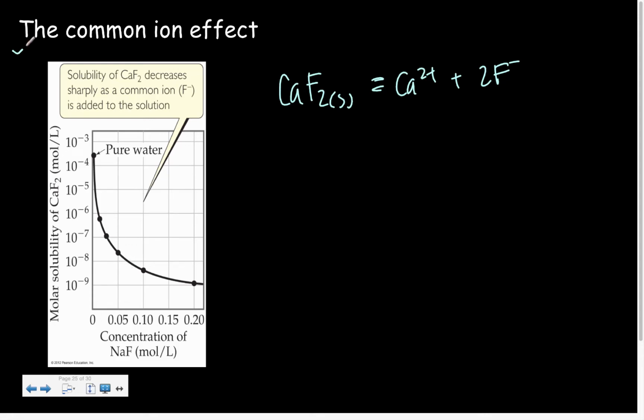Hello AP Chemistry and welcome to the last little bit of Chapter 17, talking about the common ion effect, and that eventually leads us into a Q versus KSP discussion.